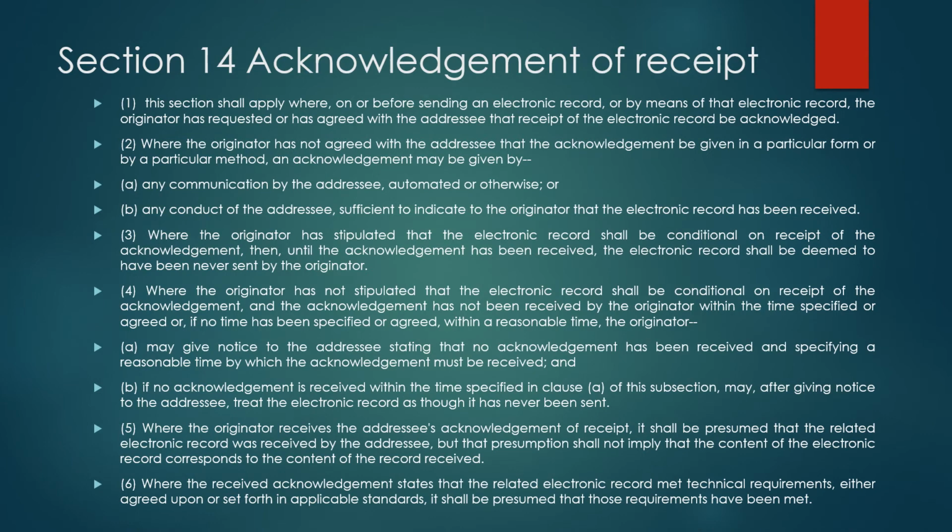Section 14. Acknowledgement of receipt. Now, acknowledgement means to accept, admit, recognize something, or to affirm the existence of something. So, acknowledgement of an electronic record means to accept, admit, or recognize an electronic record when such electronic record is dispatched or sent to a person. So, electronic communication or electronic transmission in a computer system or computer network refers to the dispatch of an electronic record by one party and the acknowledgement of the electronic record by another party. So, acknowledgement of receipt plays a very important role.